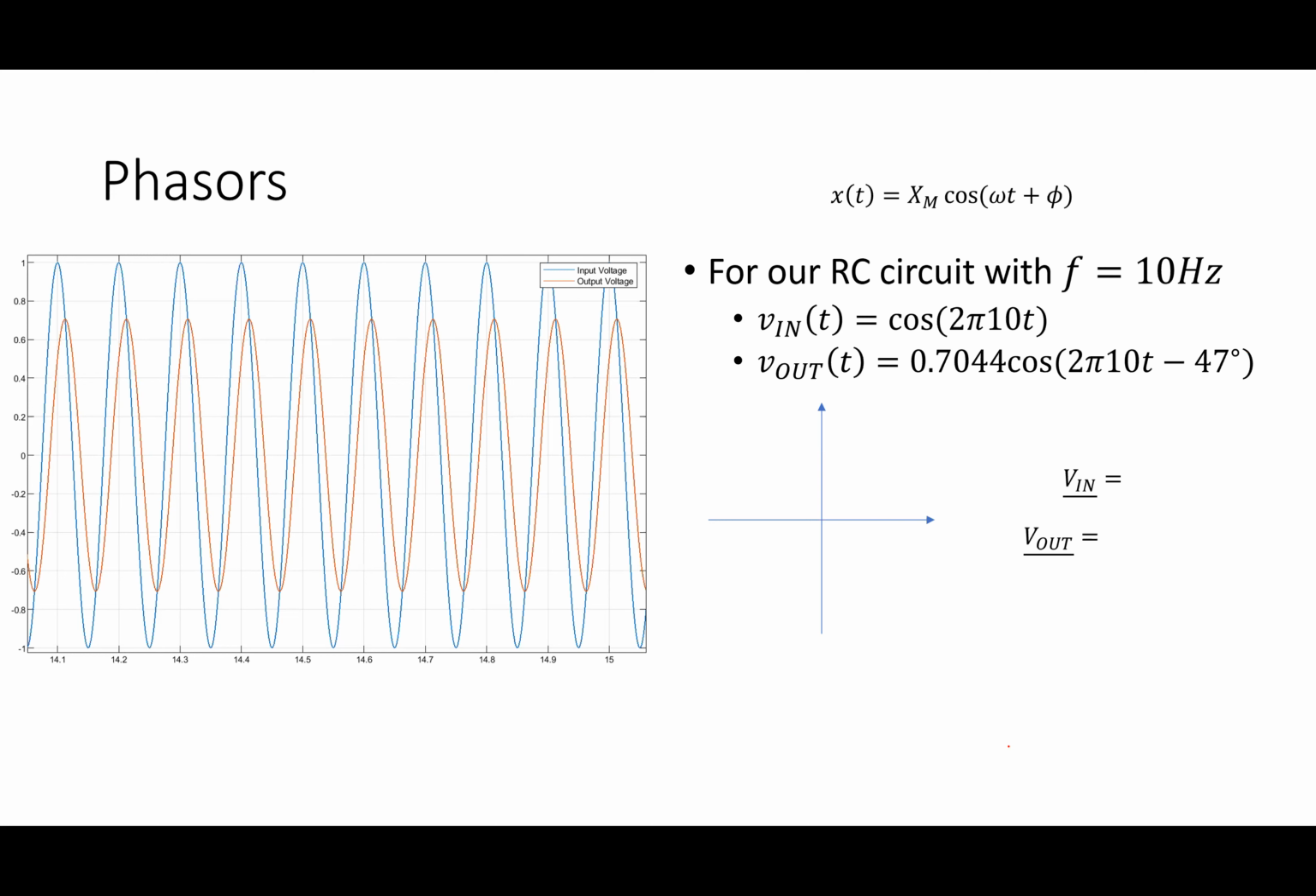All right, so let's do some more examples. This was for that previous circuit, that RC circuit at 10 hertz. My input was cosine(2 pi 10t), and my output is 0.7044 times the cosine with a phase shift. Help me out with V in and V out. What's the phasor for V in? 1 angle 0 degrees. And then what would it be for V out? 0.7044 angle negative 47. So I label this as V in, and my V out would be over here, a little bit smaller, at negative 47 degrees right there.